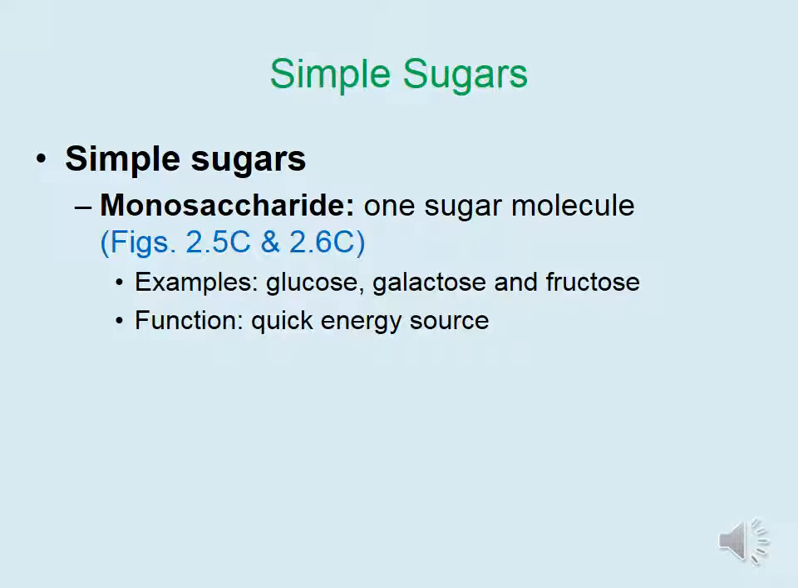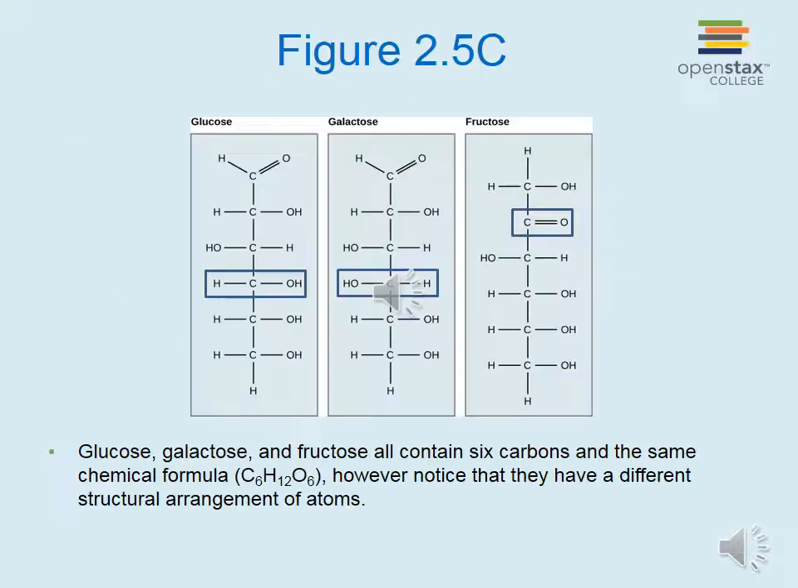Glucose is the most common monosaccharide and is transported through the bloodstream in humans. The function of monosaccharides is a quick energy source. Have you ever heard of the so-called sugar high? That's because sugars provide quick energy sources.